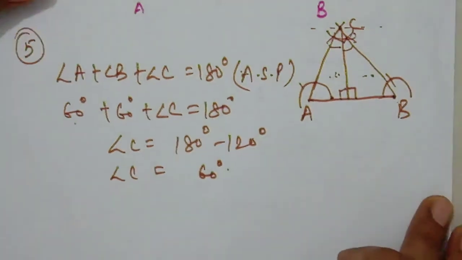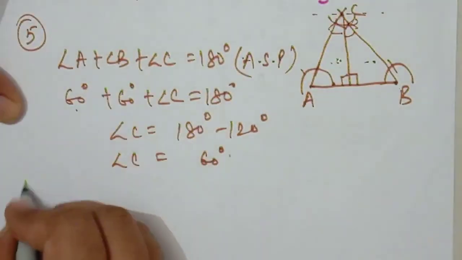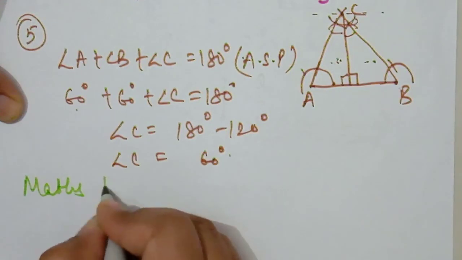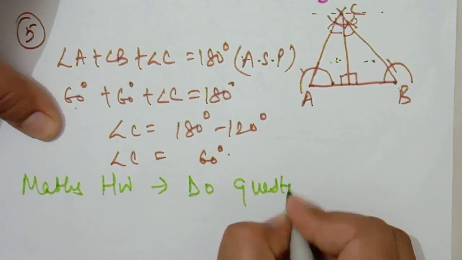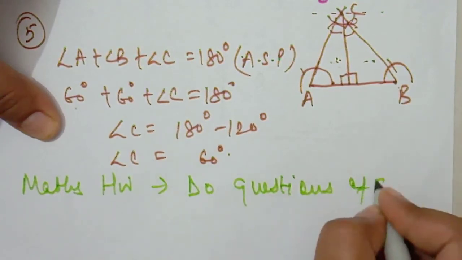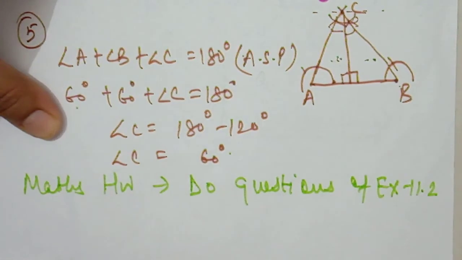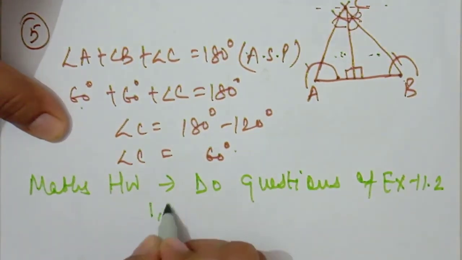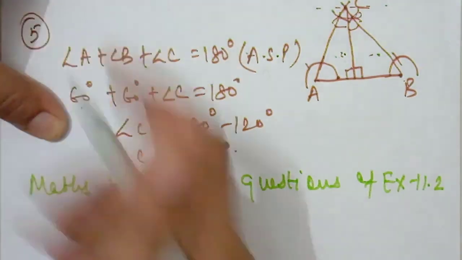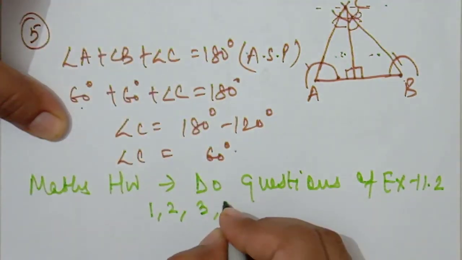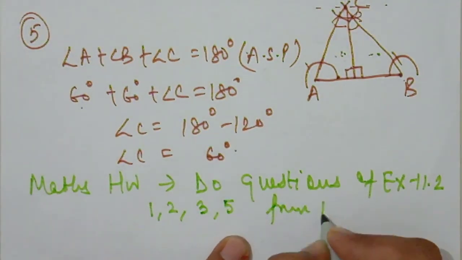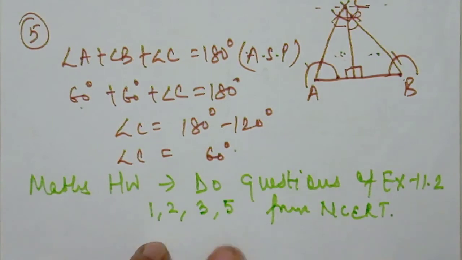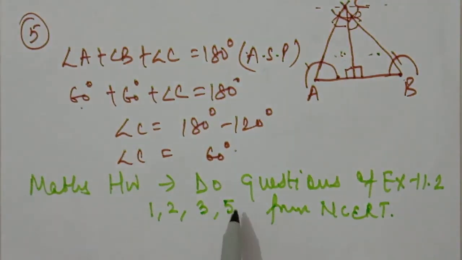Now your homework, today's maths homework. Do questions of exercise 11.2, question number 1, 2, 3 and 5 in your homework notebook from NCERT. Students, you have to do all these questions with the proper construction, and you have to write the steps of construction also.